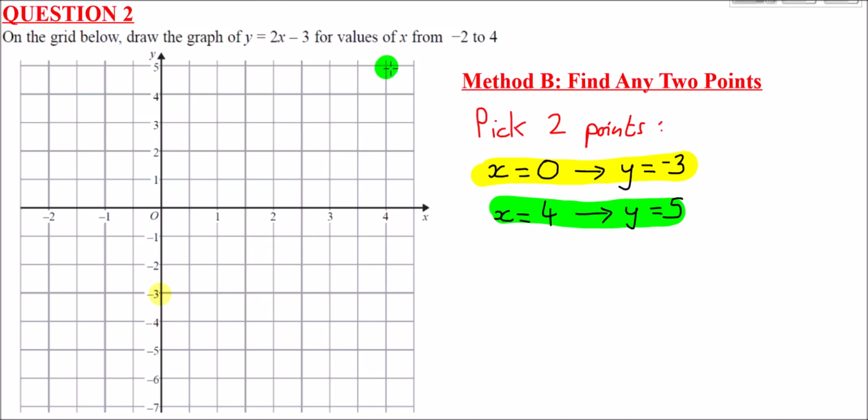Then all that remains to be done is to do a straight line through both those points and extend it so that we go through the full required range of x from minus 2 to 4. So do a line through the points and extend it beyond. That's question 2.